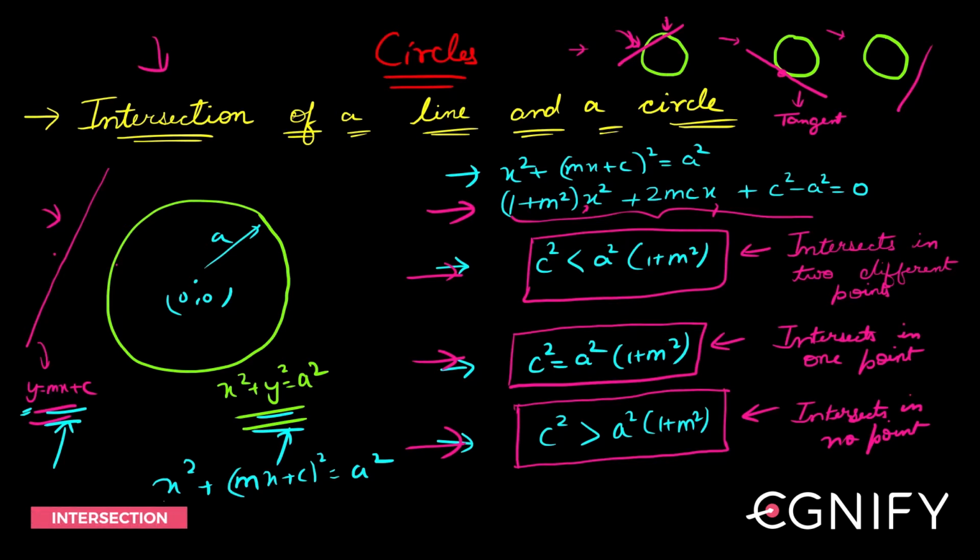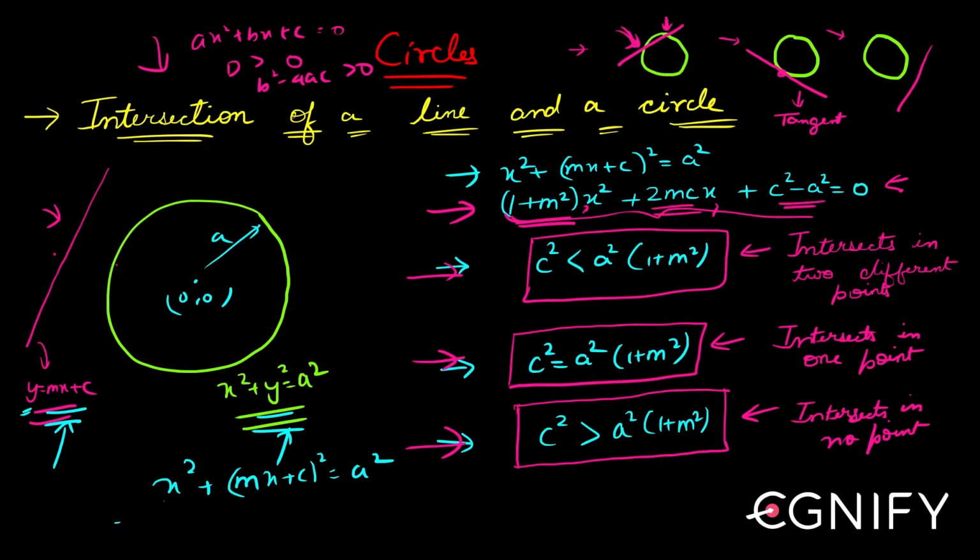So if I have to have 2 different points of intersection, then I should have 2 different roots for this. When do I get 2 different roots? If I have a quadratic like ax squared plus bx plus c, I get 2 different roots when my discriminant is greater than 0. So b square minus 4ac greater than 0. Here your a is 1 plus m square, your b is 2mc, and your c is c square minus a square. So I put that condition, discriminant greater than 0, and I've got this. This is when your line will intersect in 2 different points.